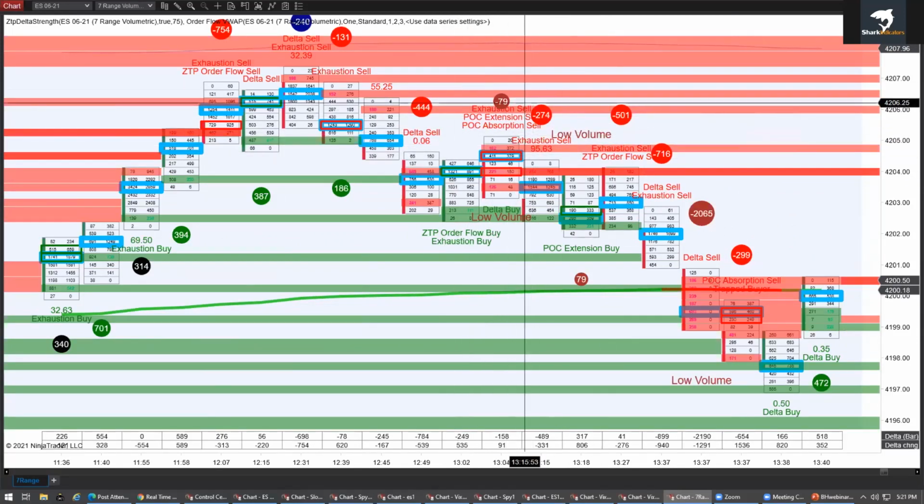The second strongest, or the signal I consider my strongest, is this point of control extension, because we had a point of control fight up here high in the bar. We then saw one tick from the high being made with the extension zone. And that drops us down another 8 points. So there is a good use for the order flow, but I don't depend on it 100%.